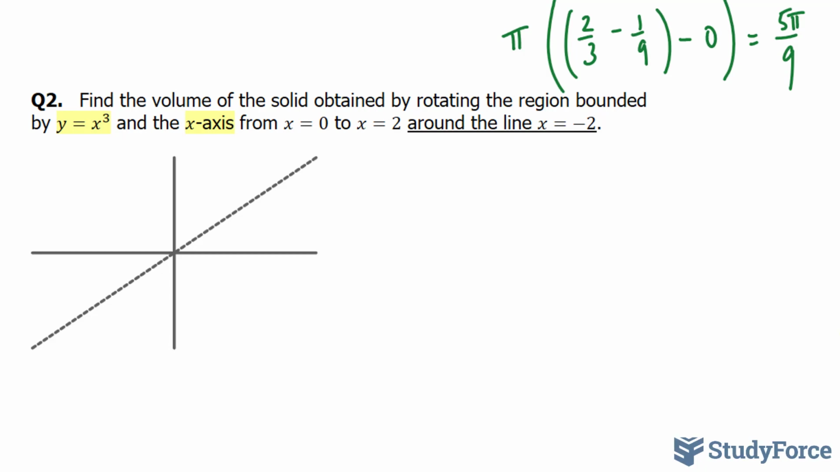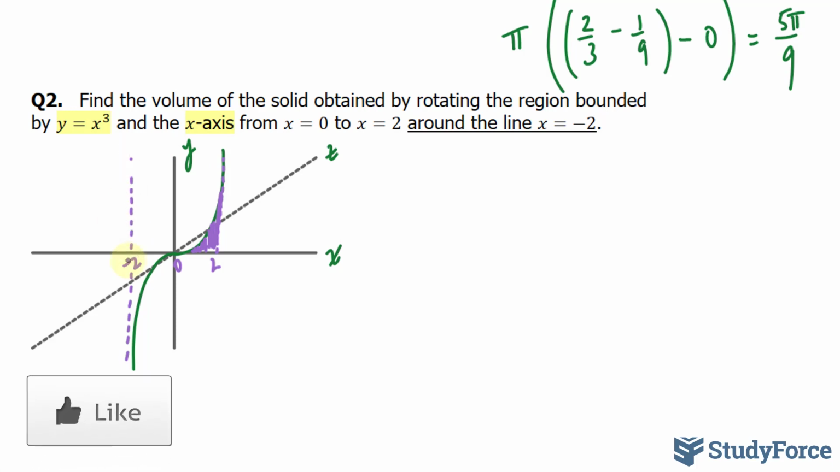We're asked to find the volume of the solid obtained by rotating the region bounded by y is equal to x to the power of 3, which looks like this. Of course, this is my x-axis, y and z, and the x-axis from 0 to 2. Let's call this 0, and we'll call this 2. So they want the volume of this rotated around x is equal to -2. So that's over here somewhere. And they want us to rotate this around this point.